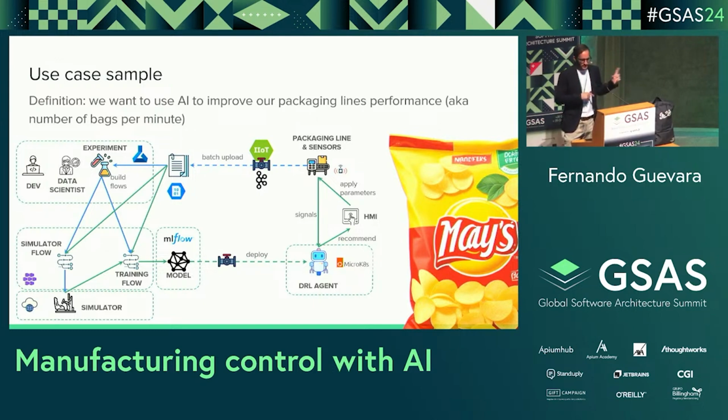That DRL agent, once it is running, will pick up the current signals of the packaging line and produce recommendations to an HMI, which is a human-machine interface. And that human in the loop will say, yes, I will apply these parameters, or no, I will not apply them, right? So that's the complete flow.